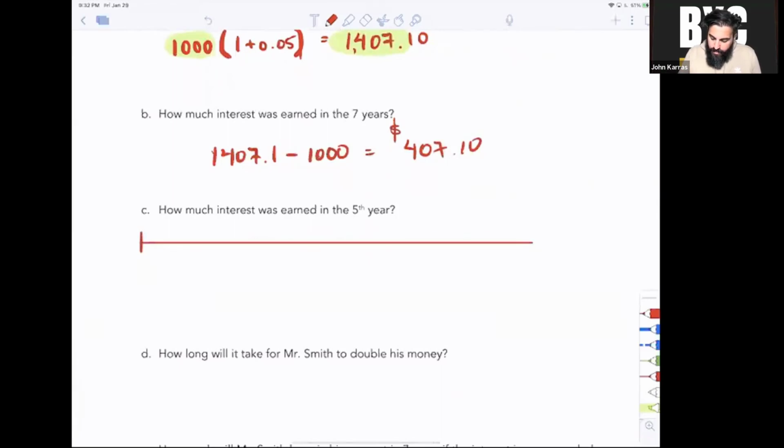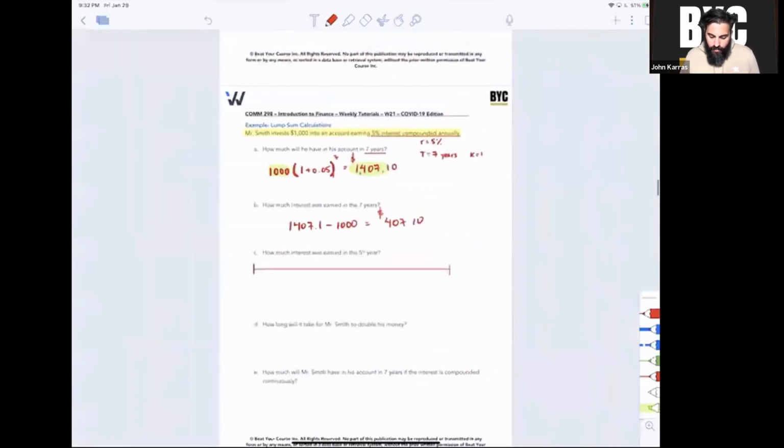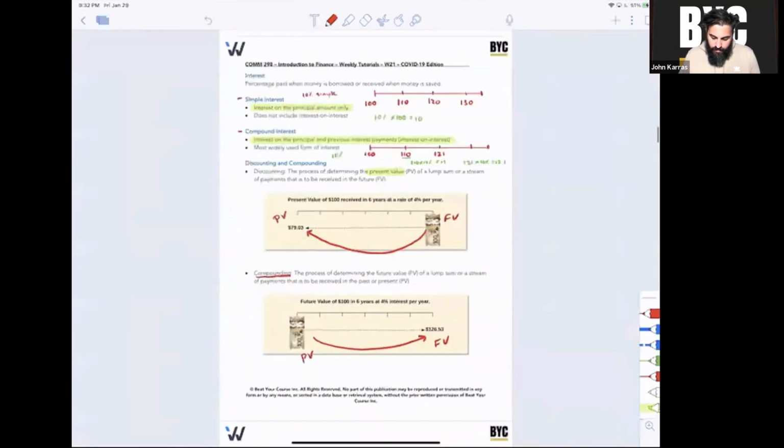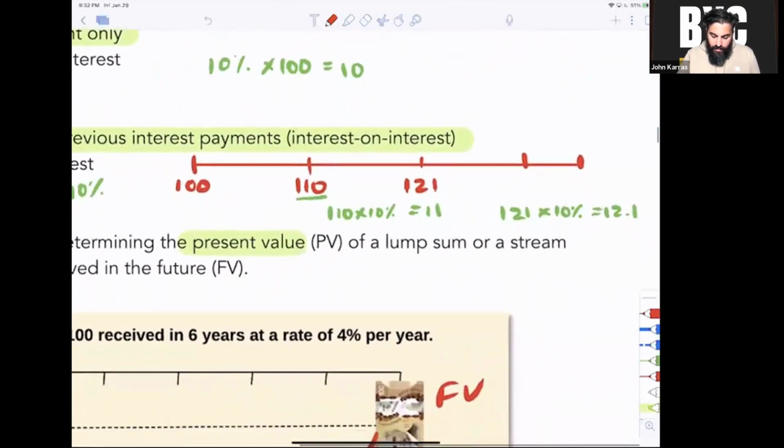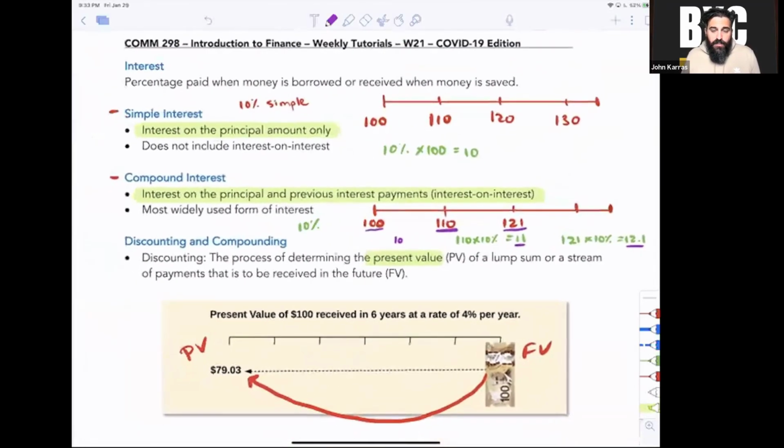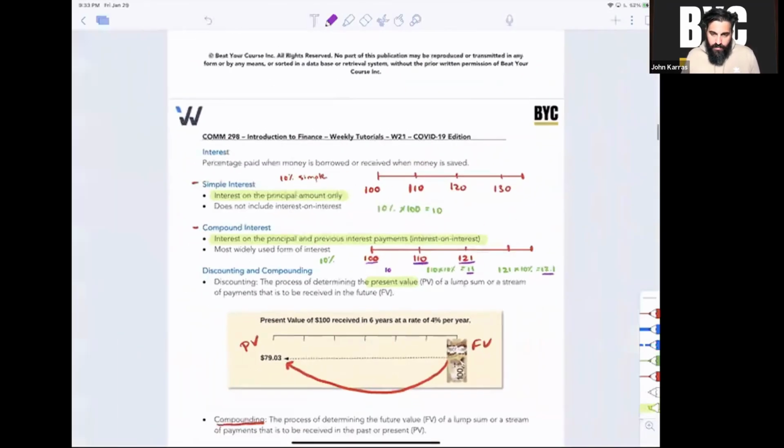The important thing to remember is that interest in any given period is calculated based on the balance in the account the period before. If you remember when we were doing this example, when our balance was 100, we earned 10% of that. When our balance was 110, we earned 10% of that. When our balance was 121, we earned 10% of that. So your interest is always based on the previous balance. Keep that in mind.